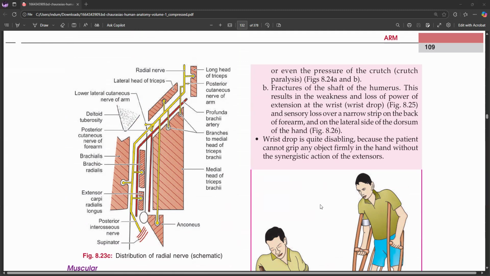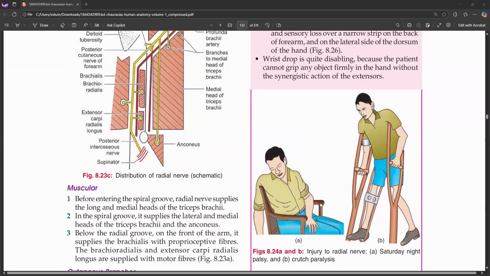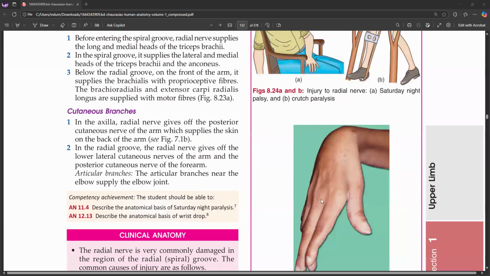This results in weakness and loss of power of extension at the wrist, wrist drop, figure 8.25, and sensory loss over a narrow strip on the back of the forearm and on the lateral side of the dorsum of the hand, figure 8.26. Wrist drop is quite disabling because the patient cannot grip any object firmly in the hand without the synergistic action of the extensors.